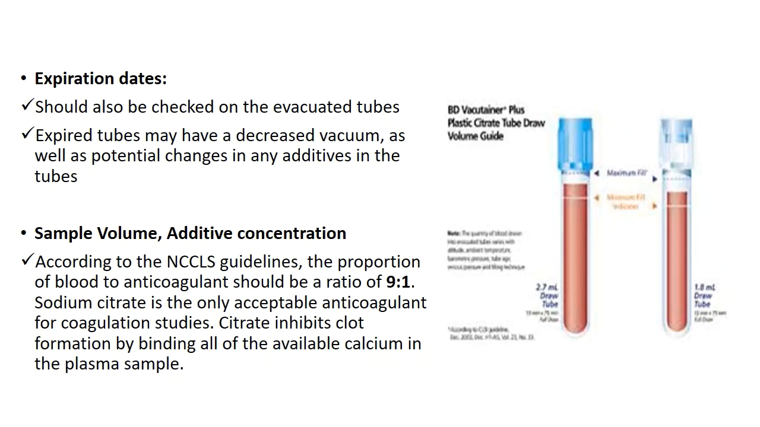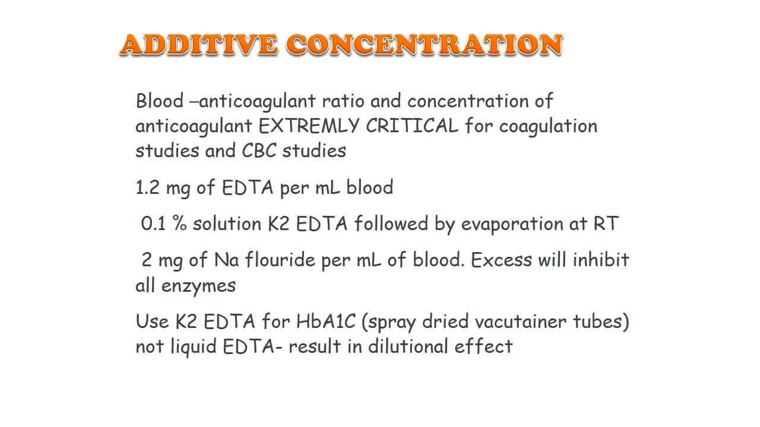Here you can see also that 1.2 milligram of EDTA per milliliter of blood should ideally be used, and 2 milligram of sodium fluoride per milliliter of blood. Excess will inhibit all the enzymes. For HbA1c, only K2 EDTA should be used, not liquid EDTA, because there will be a dilutional effect. So these things must be kept in mind, and you should always use good quality vacutainers from reputed companies for your testing.